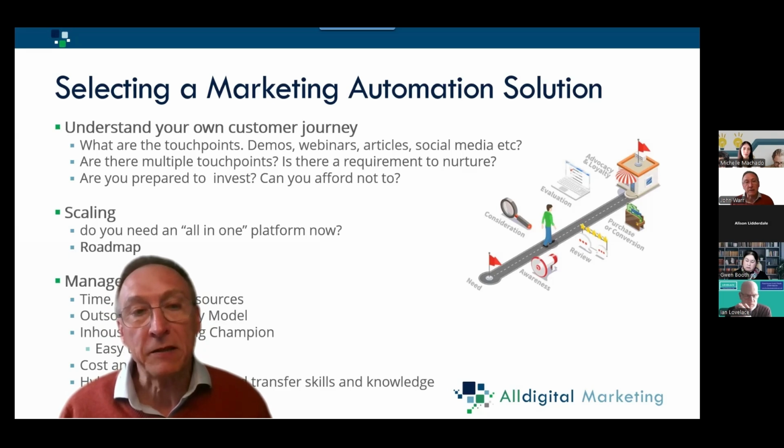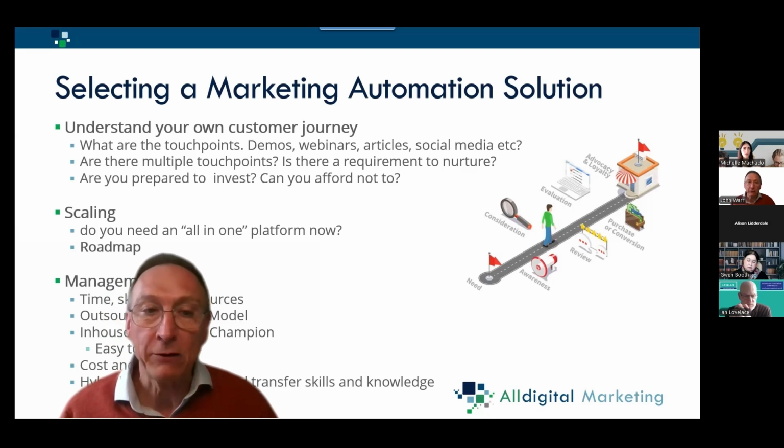The third one is the management of it. There is time involved, there are skills needed, and resources. There are basically three different models that you can approach. One, you can outsource it, so you can have an agency set up the whole automation process for you.